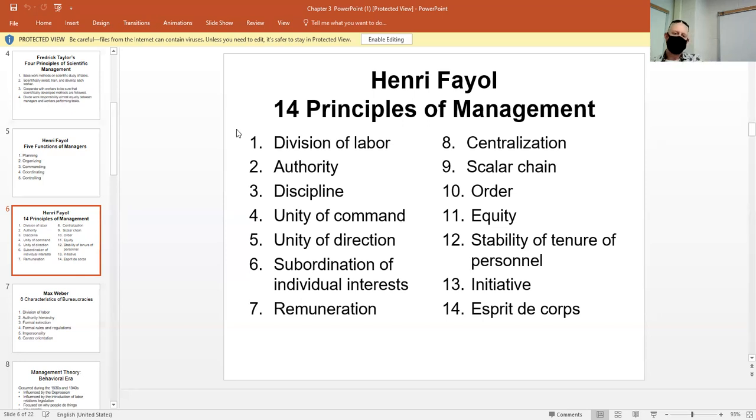Subordination of individual interests. You want to allow your people to feel like they can talk to you and give you their thoughts, their individual ideas, and things like that. So make sure that that is there.